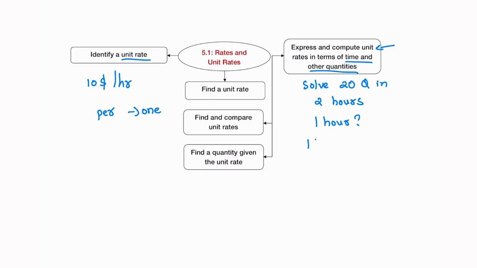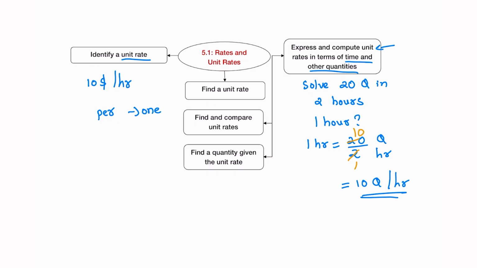So for 1 hour, you say 20 questions divided by 2 hours. So that's questions and that's hours. So that's how you will know how many questions you solve in an hour. So this is of course ones and that's 10. So the answer here is 10 questions per hour, right? So you computed unit rate. You computed how many questions you can solve per hour. So that's what you do here. So that is in terms of time.